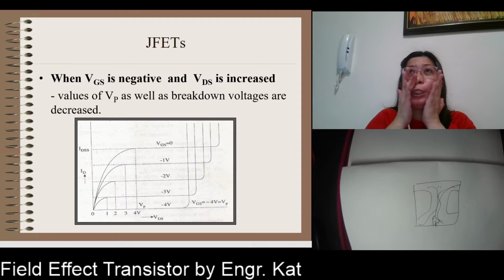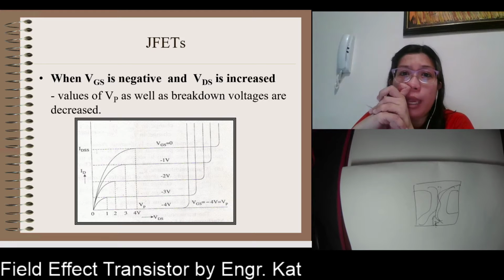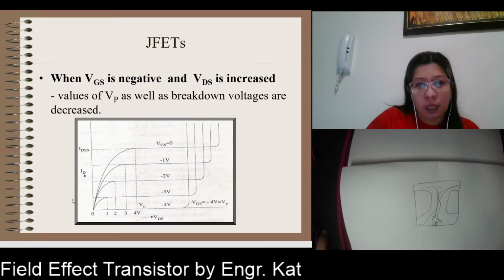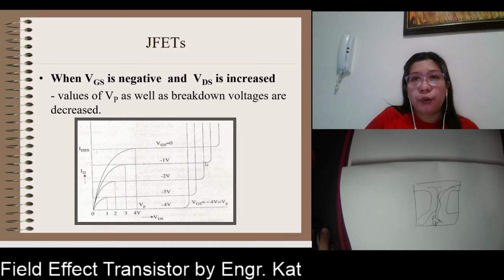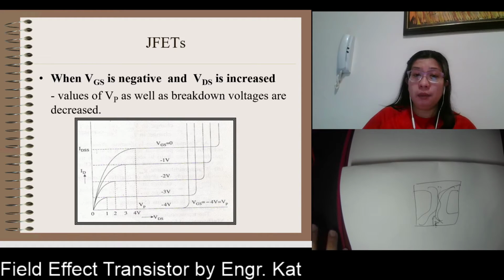So this is also the reason why it is called a voltage control device. Why is it called a voltage control device, class? Because what controls your current here? Your current is being controlled by your VGS. So the VGS dictates whether your current will be reaching its IDSS or whether your current will be smaller. Since VGS is a voltage source, JFETs are called voltage controlled devices. So what controls your current ID is your VGS. Okay?